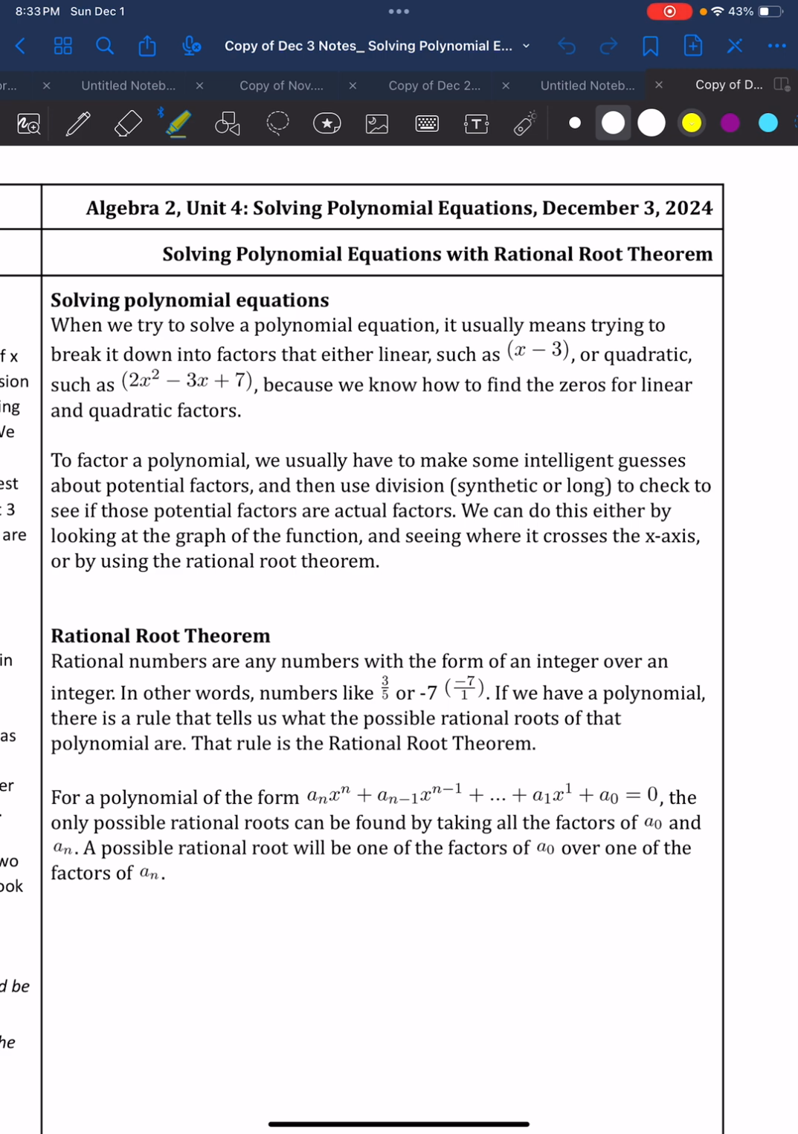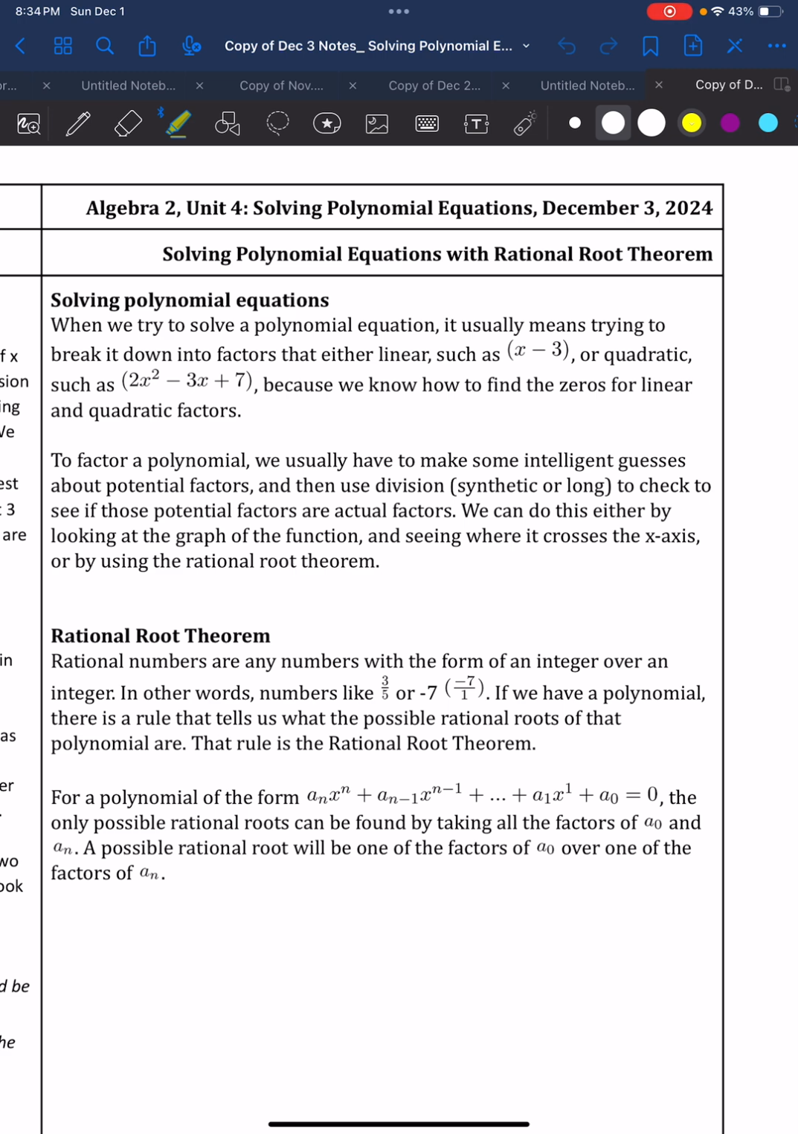So with the rational root theorem, we have to deal with rational numbers. And rational numbers are any numbers where you have an integer over an integer. So a fraction like 3/5, but also like -7, because that's -7 over 1. 5 is a rational number. 2/13 is a rational number. 534 over 717 is a rational number.